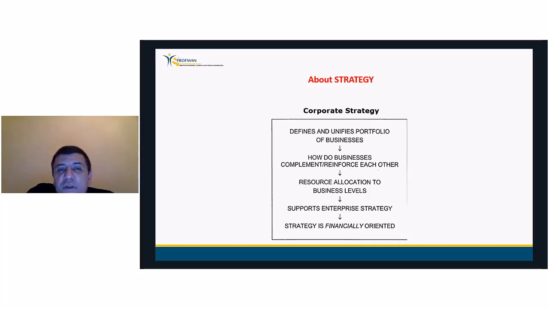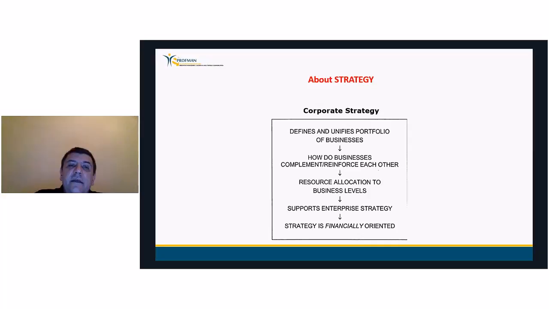The corporate level strategy defines and unifies the portfolio of businesses. It decides on how businesses complement and reinforce each other. It deals with resource allocation to business levels, and so it supports the enterprise strategy directly, and this strategy is always financially oriented.